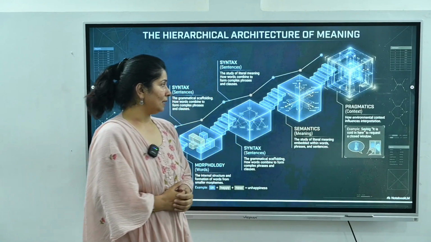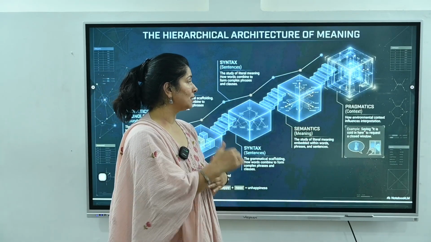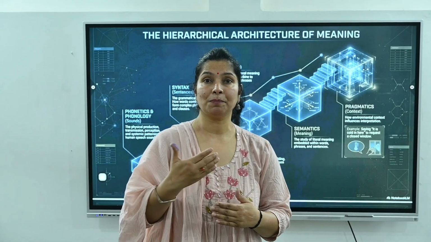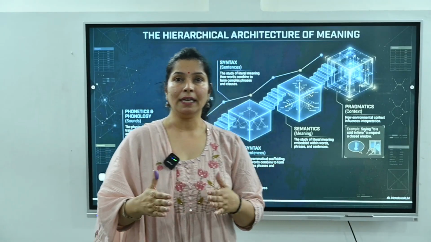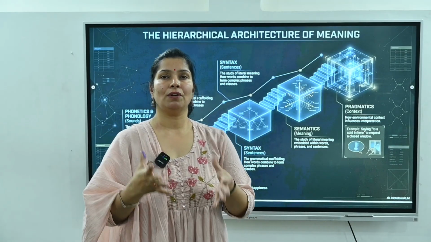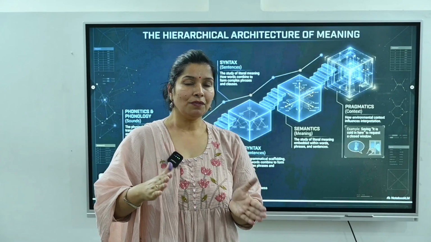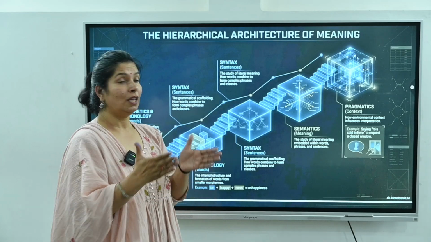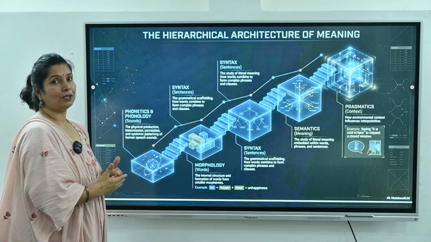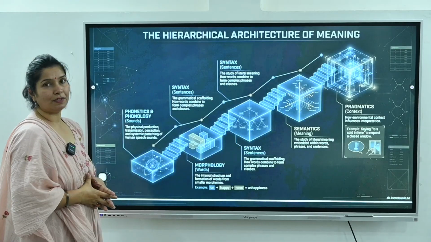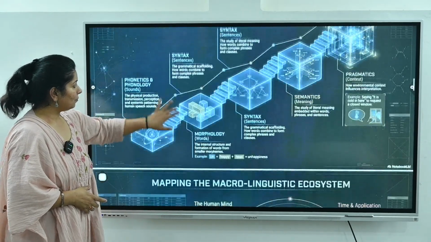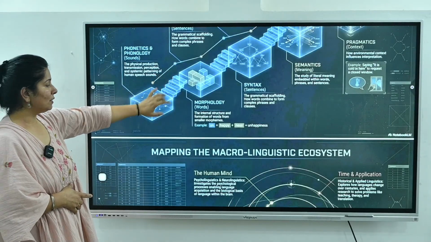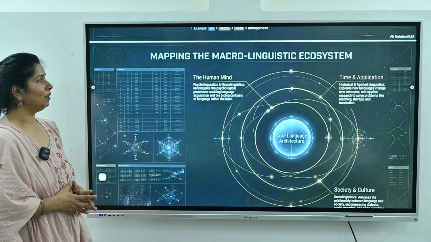If we talk about pragmatics, it is how environmental context influences interpretation: how meaning is understood, how meaning is perceived, how meaning is produced in context, in which context it is understood, in which context it is written, in which context it is spoken. It is important to understand these branches of linguistic studies. These are the branches of micro linguistics, and now the branches of macro linguistics.